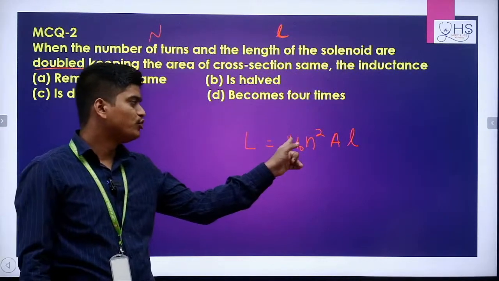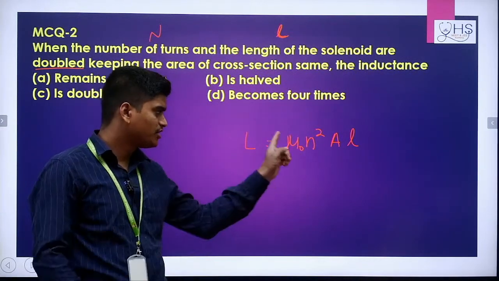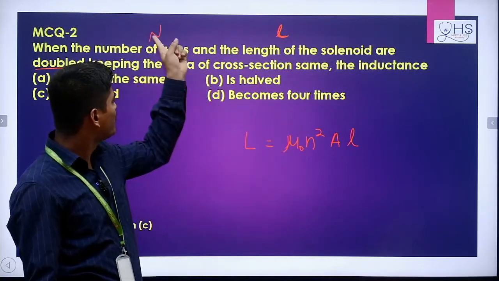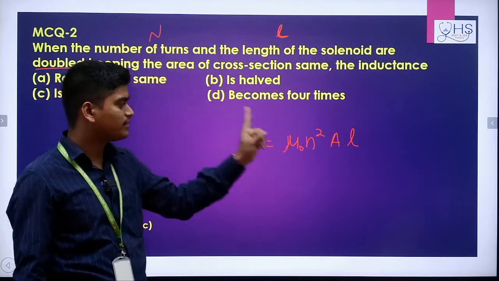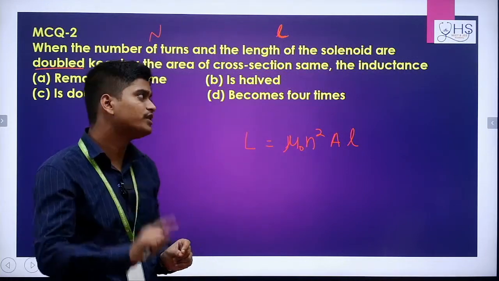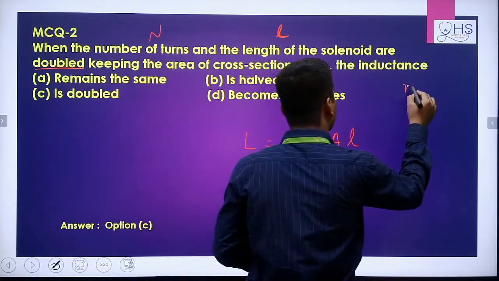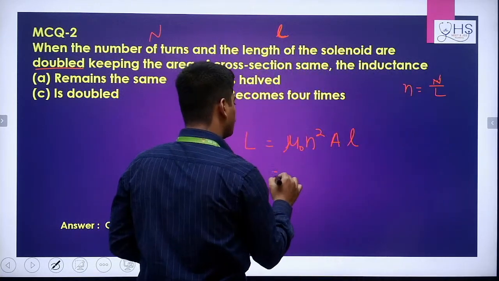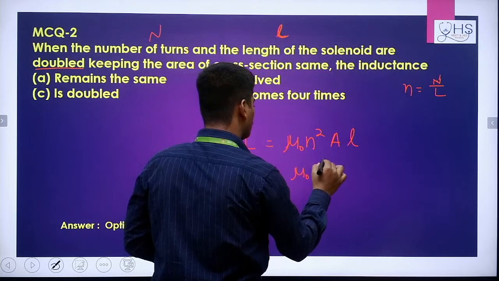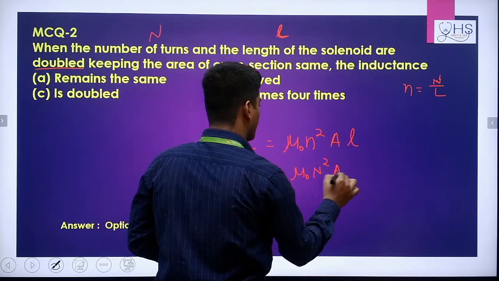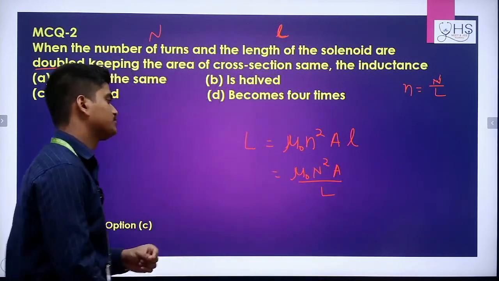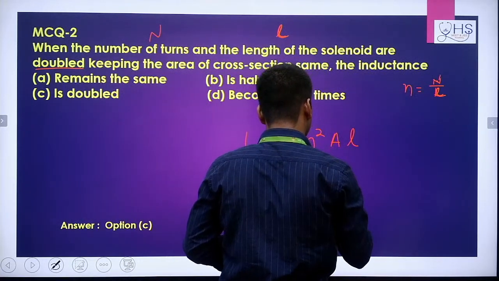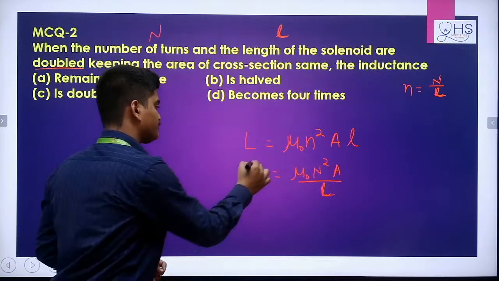And here this mu naught, if air is present inside the solenoid, then mu naught will be there. Capital N is the number of turns, but small n is the number of turns per unit length. Always remember that idea. Small n is capital N by L. So if you want capital N here, substitute that and you will get mu naught n square A by L. Here small l is the length of the solenoid.